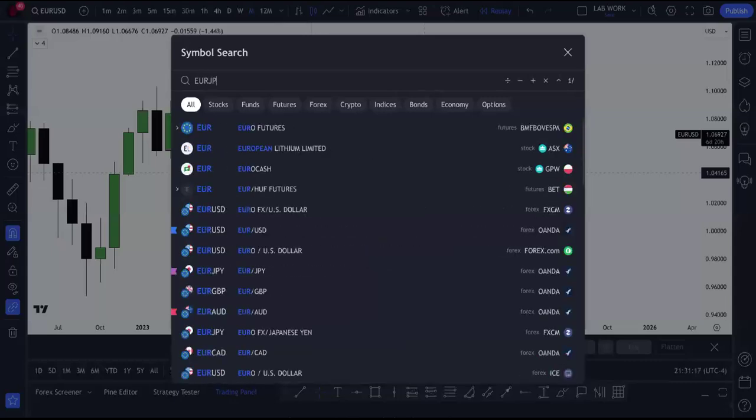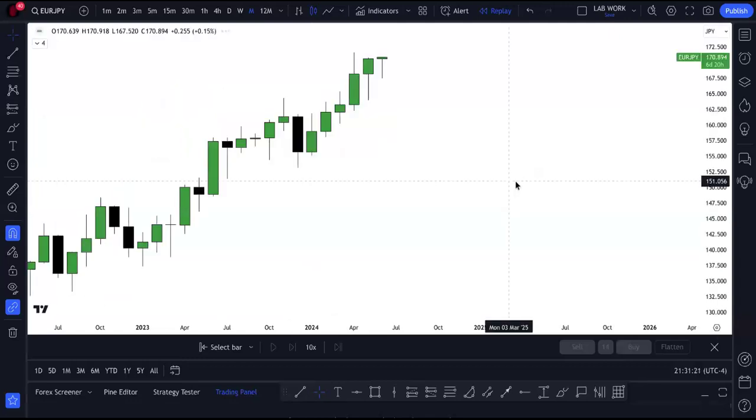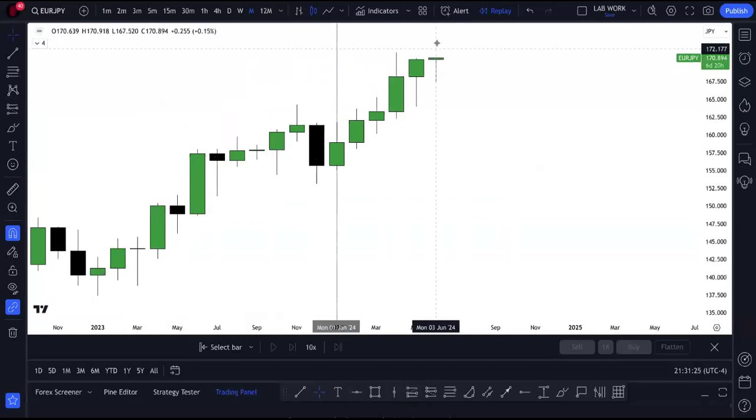Just a small switch. All you've got to do is change over to the yen. EJ, look at the beginning of the year. Different. This is the kind of environment that we want to be in. But how did we know that EJ was most likely going to perform like this even before coming to the charts? The fundamentals. The interest rate differential.